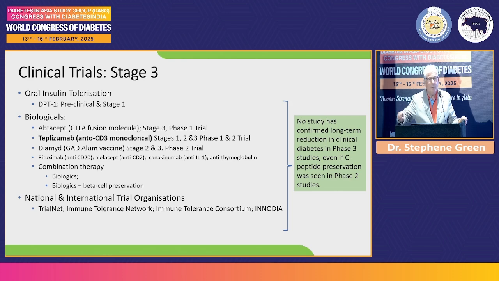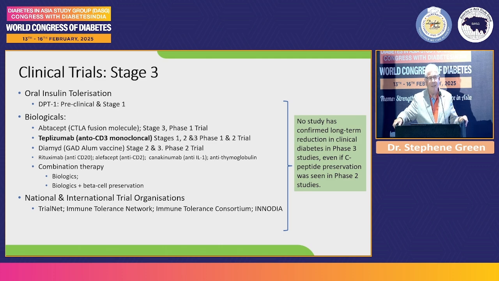There's only one out of these at the moment which has shown positive results, which is teplizumab, and that's actually been given FDA approval, and certainly it's becoming probably likely that other centers around the world will get approval to use this in pre-diabetes, stage 1 and stage 2 diabetes. Remember, I'm not talking about stage 3 diabetes.